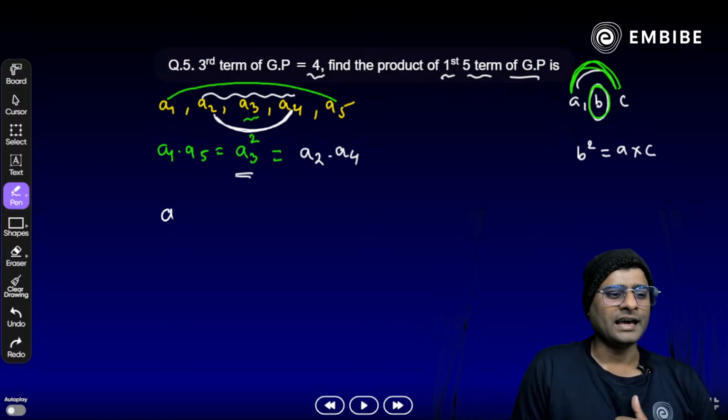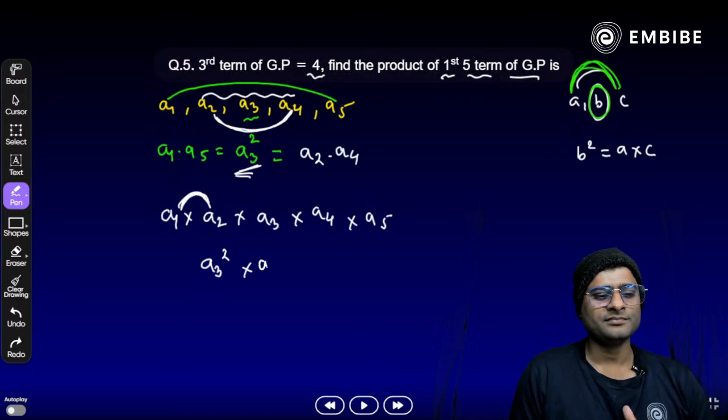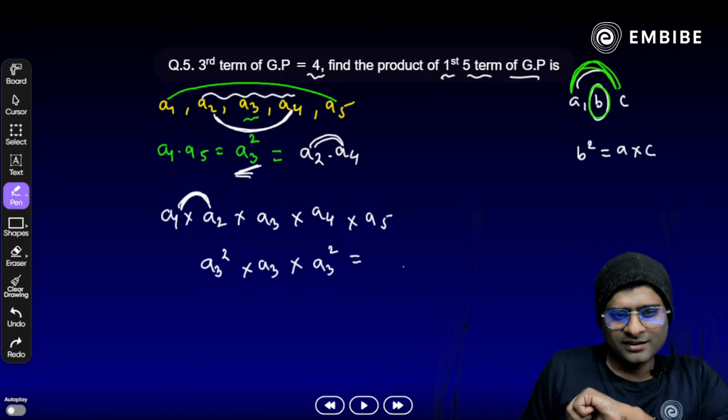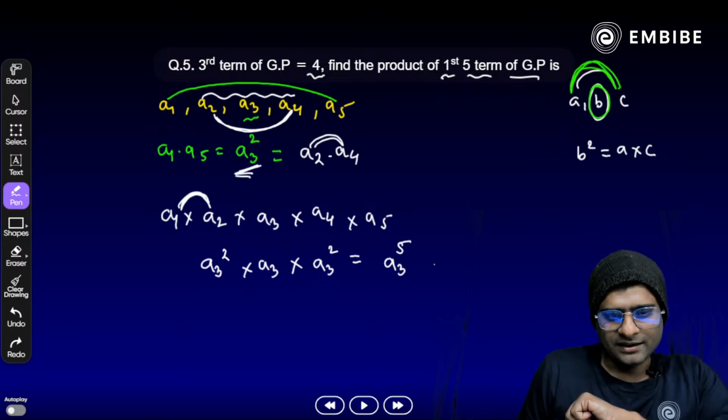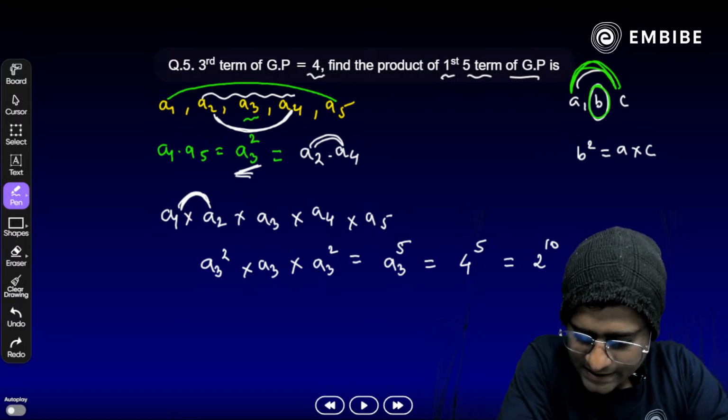A1 times A2 times A3 times A4 times A5. Now A1 into A5 is A3 square. It is A3 as well. And A2 into A4 is also A3 square. So what we get here? Any idea? A3 raised to power 5. The third term is 4, so 4 raised to power 5. That is 2 raised to power 10. 1024 is the right answer. Excellent. Yes, yes, Arya, that is correct.